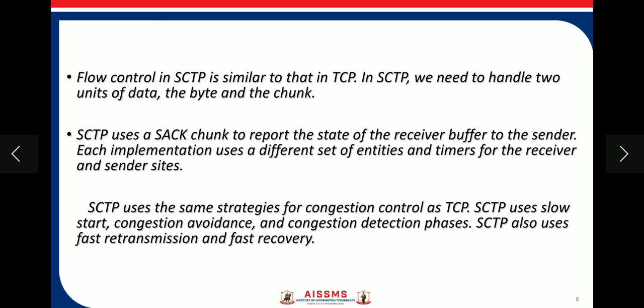It has flow control. Flow control in SCTP is similar to TCP. In SCTP we need to handle two units of data, the byte and the chunk. SCTP uses a SACK chunk to report the state of the receiver buffer to the sender. Each implementation uses a different set of entities and timers for the receiver and sender side.